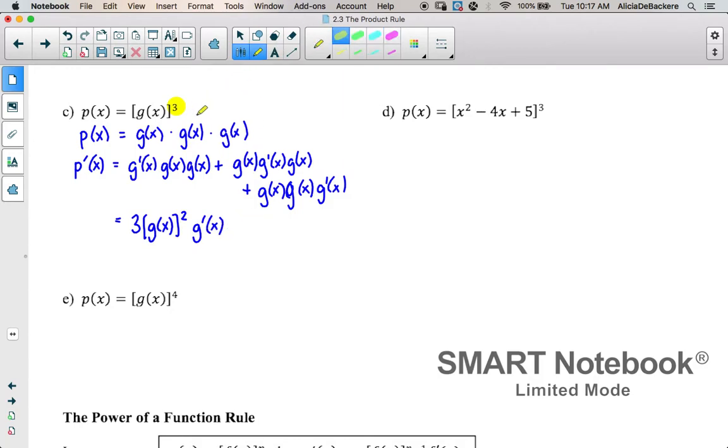And so what happened here, if I want to go straight from the question down to this, I took the 3, the exponent, I brought it out front, and now it's a coefficient, and I subtracted 1 from the original exponent. Then I multiply by the derivative of whatever was inside the bracket. So let's try an example.